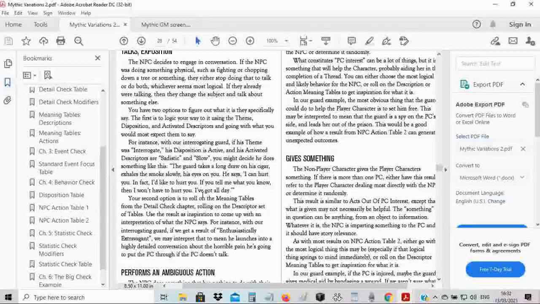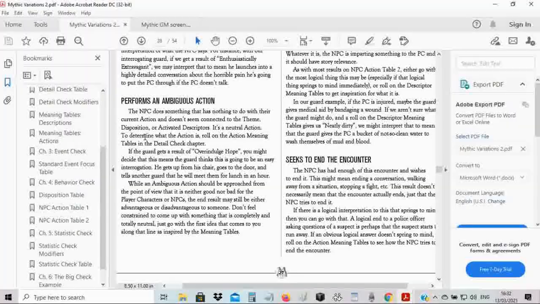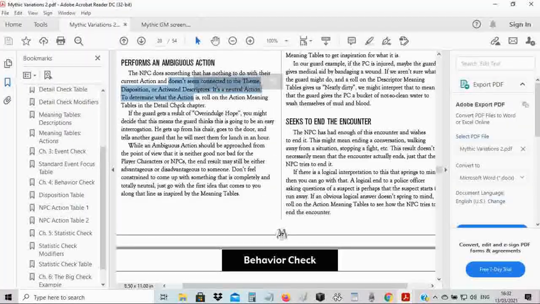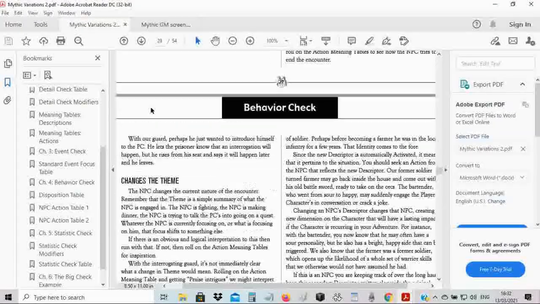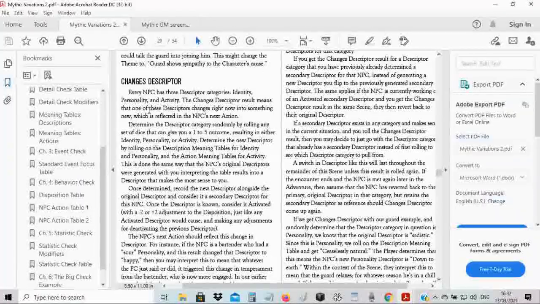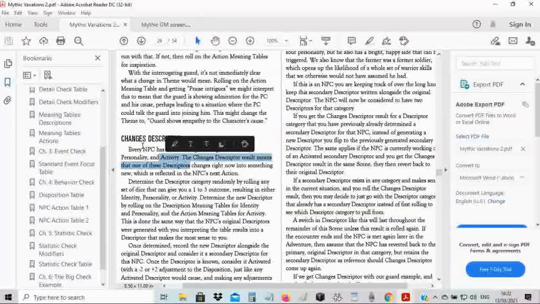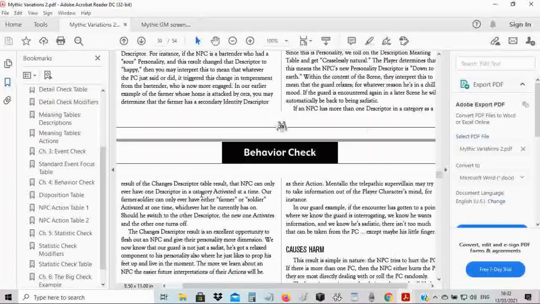That can be an idea. Here's an explanation of what to do, a more in-depth explanation, I guess, than what I just did. Performs an ambiguous action. This means he does things that seem mysterious. Another one is changes the descriptor. Like I said, maybe we misjudged the vampire. He's not as evil as we think he is.